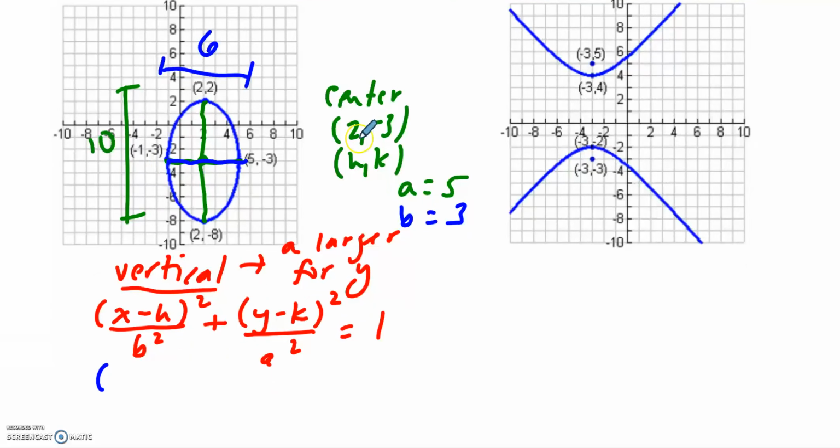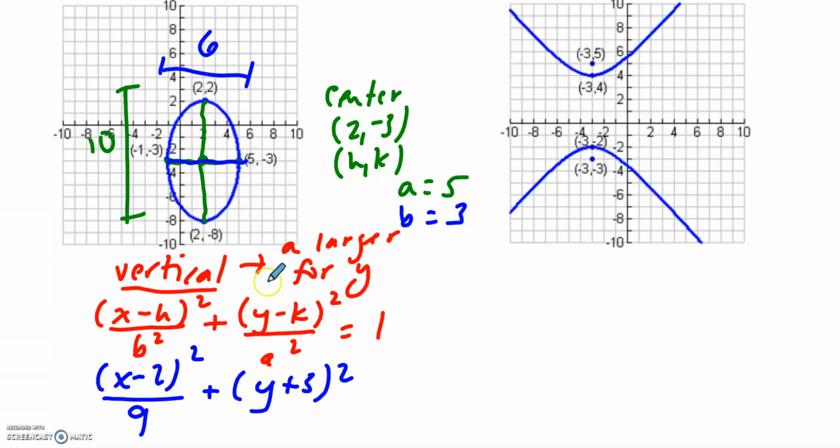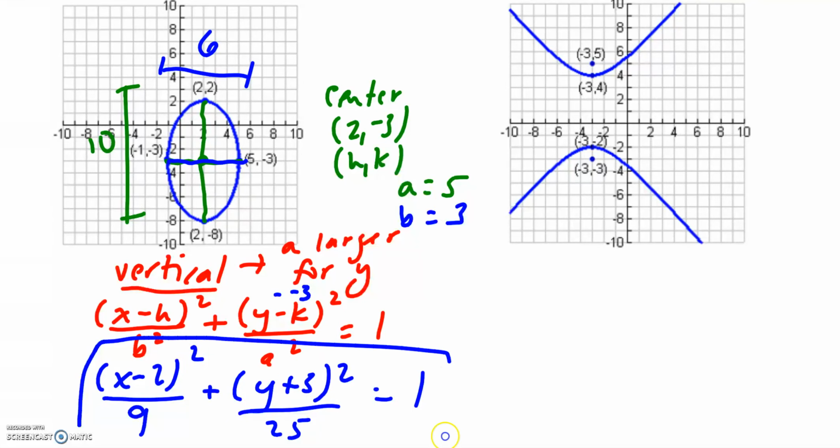I have my center, so I have (x minus 2) squared over b squared, or the smaller axis squared, so that would be 9, plus (y plus 3) squared, because we have minus a -3, all over a squared, or 25, equals 1. So this would be my answer for my vertically based ellipse in number 3.